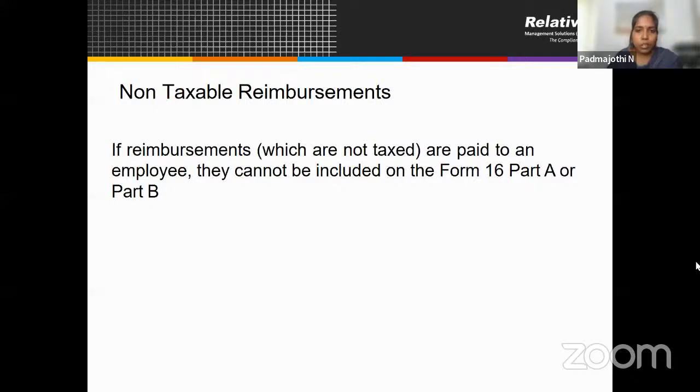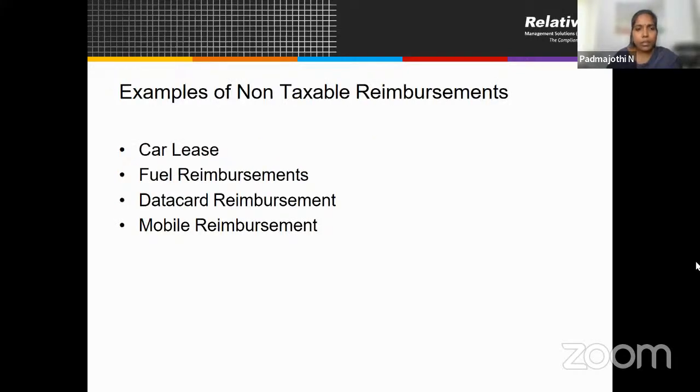Reimbursements which are not taxed or paid to an employee can't be included in form 16 part A or part B. As I said, this is not an income at all. These are expenses that I have made to do some official work, and for that, they are getting the amount back from the company. So if that's not an income, then it's not required to be reported anywhere. Some examples of non-taxable reimbursements that we have quoted are car lease and fuel reimbursements, data card and mobile.